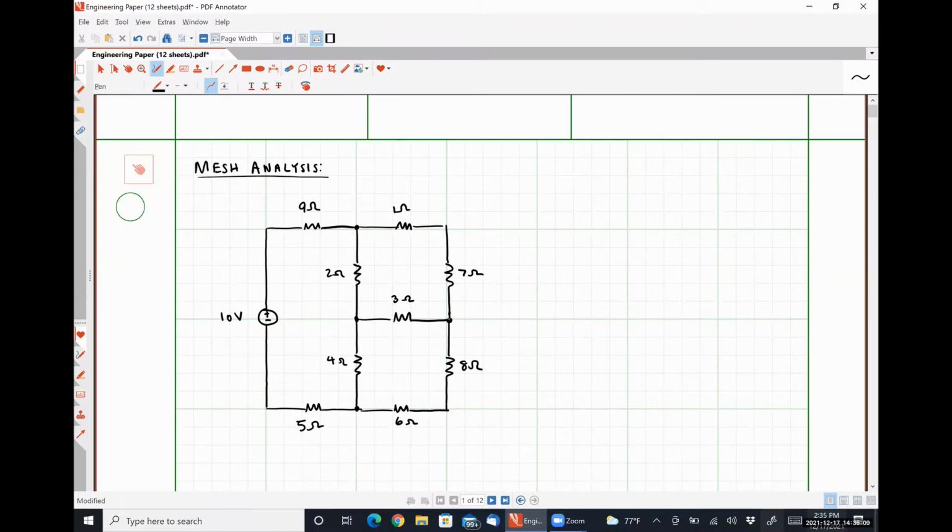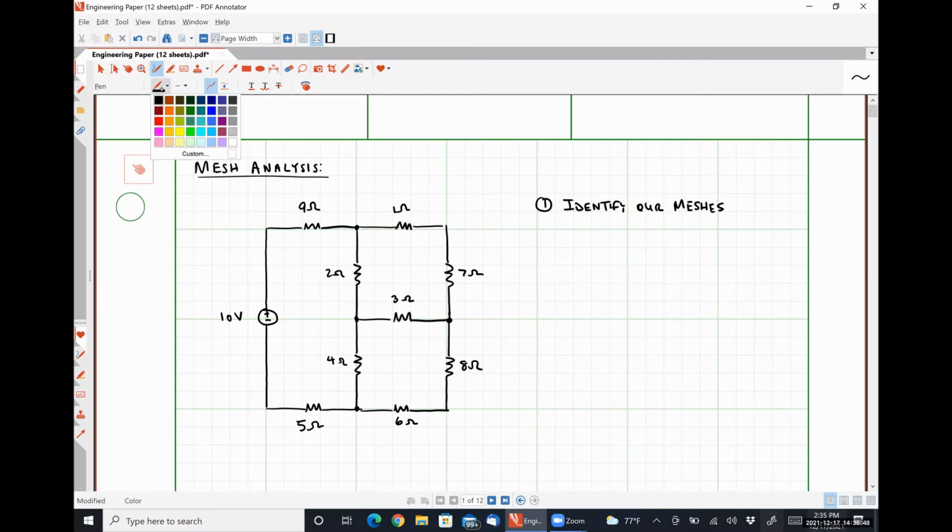So our first step in the mesh analysis process will be to identify our meshes. I know that it's been quite a while since our very first lecture in this class, but does anybody remember what a mesh is? Because it was introduced way back then. A mesh is any loop which does not contain a smaller loop.